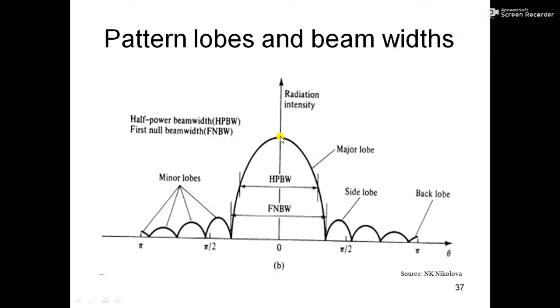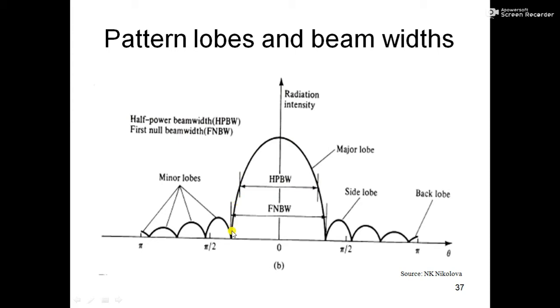Suppose this is the 0 dB point, because we always talk about normalized radiation patterns. In a normalized radiation pattern, this is the 0 dB point and this is the minus 3 dB point, and we know that the power is half at the minus 3 dB point. So if we take the width of the lobe at the minus 3 dB point, then this is called the HPBW or half power beam width.